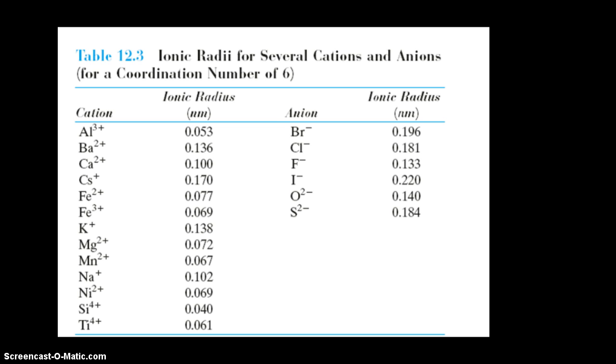Here you have the ionic radius of several different cations and anions, and note that those radii will be different depending on the charge as well. The charge will have an influence on the radius.